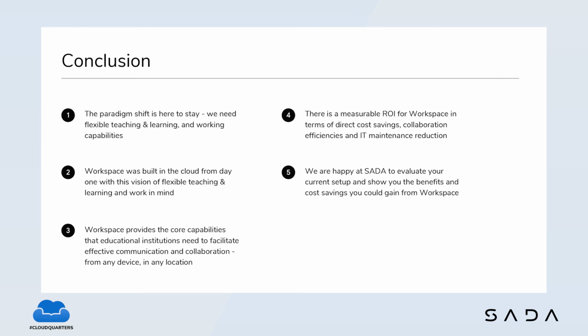In conclusion, the paradigm shift of moving to a more flexible teaching and learning environment is here to stay, and we need new tools and capabilities to facilitate that type of environment. Google Workspace was built in the cloud from day one with that vision of flexible teaching and learning and work in mind. Google Workspace provides all of the core capabilities that educational institutions need to facilitate effective communication and collaboration from any device in any location at any time. There's a measurable ROI for Workspace in terms of direct cost savings, collaboration efficiencies, and IT maintenance reduction.